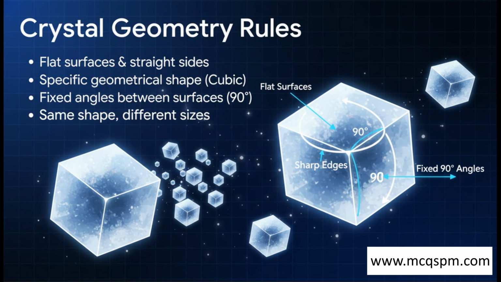Just take a look at this. Every single salt crystal, whether it's microscopic or big enough to see, plays by these exact same rules. We're talking flat surfaces, straight sides, and fixed angles between them. It is not random at all. This perfect geometry happens because the ions inside are stacked together in an incredibly neat and orderly way. That's why a tiny grain of salt has the same basic shape as a huge crystal.